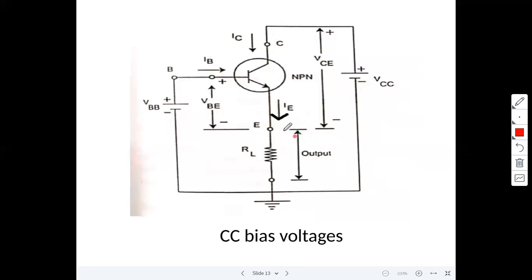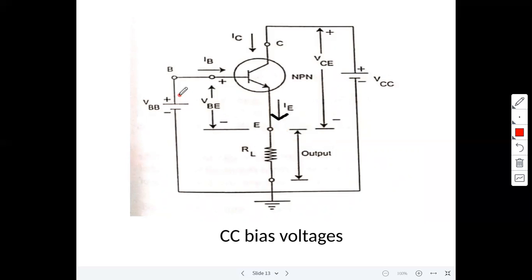Some students are confused here. Emitter terminal is not connected to ground. Emitter connected to ground means this is the CE configuration. If the emitter is directly connected to ground, that is CE configuration. But here, the emitter terminal is connected to a resistor and the resistor is connected to the ground. So this is the ground point. Then we can say that this one is a CC configuration circuit.